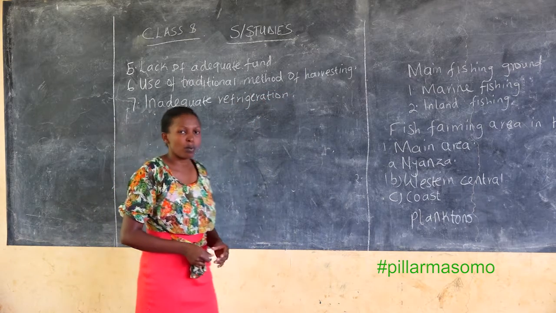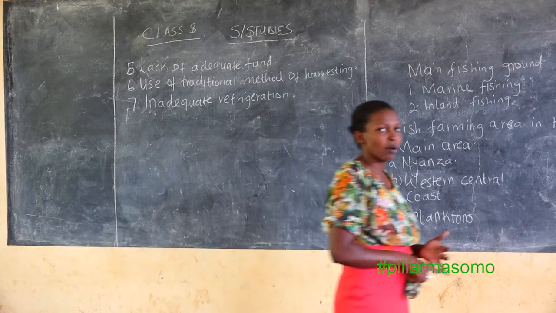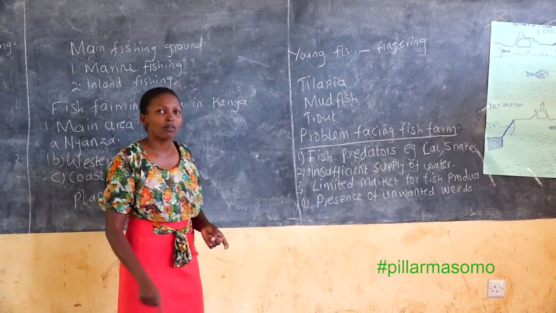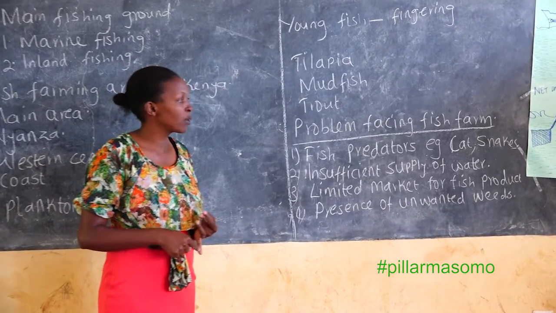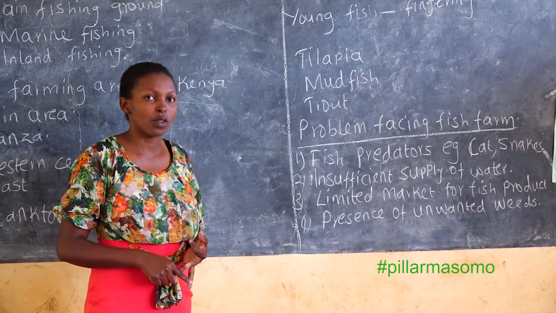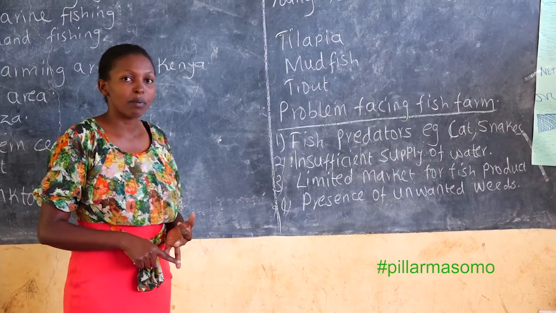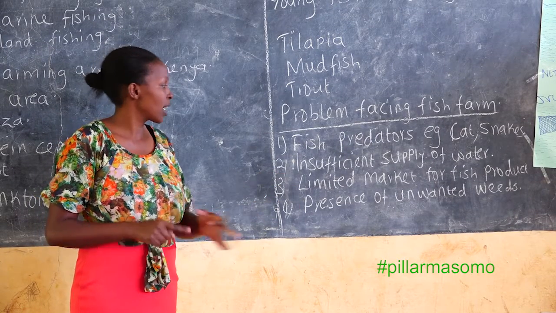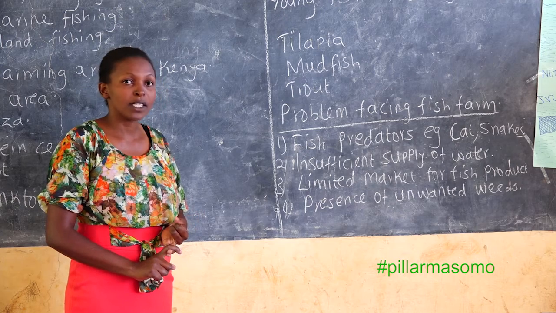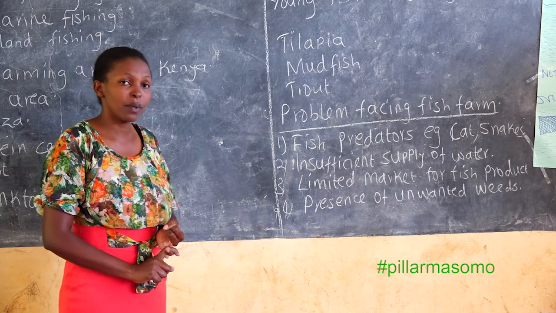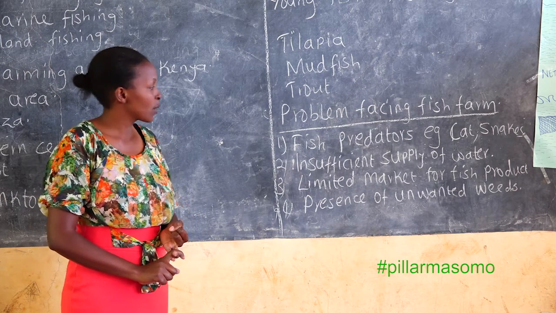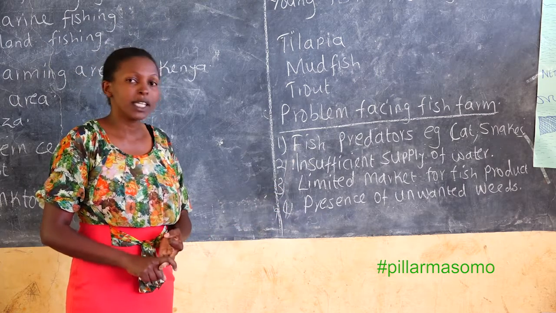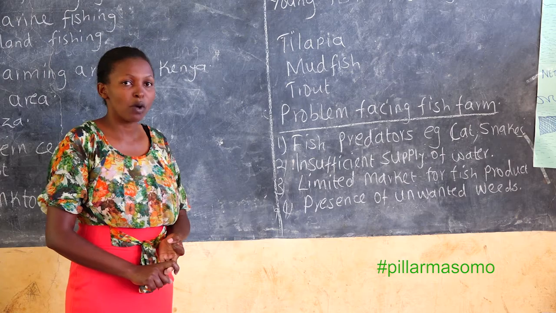So we have those problems facing fish farming. I'm going to start with the first one, which is fish predators. We have talked about cats, snakes, and also the bats. So those ones are the predators that feed on fish. And then we have the second one, which is insufficient supply of water, especially during the dry season. So we lack enough water. And then we have number three, limited market for fish products.